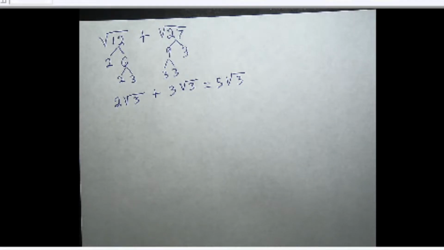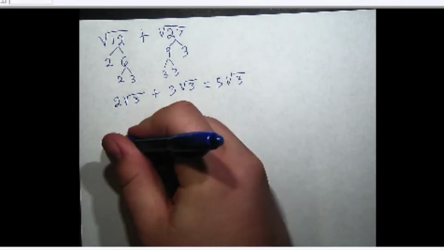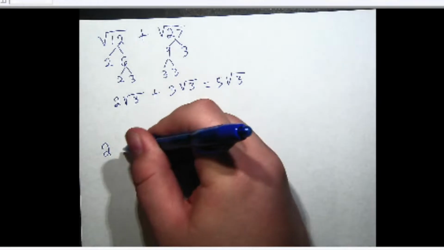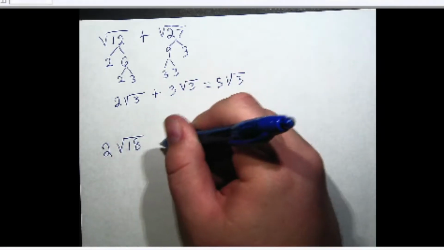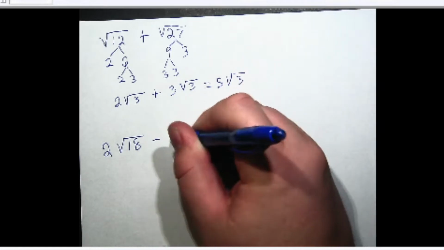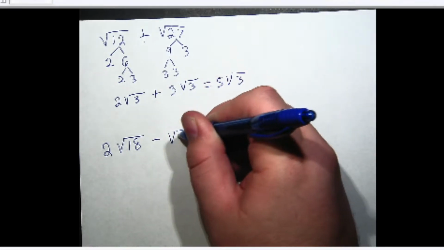Any questions? None. All right. Let's try another. 2 square roots of 18 minus the square root of 32.